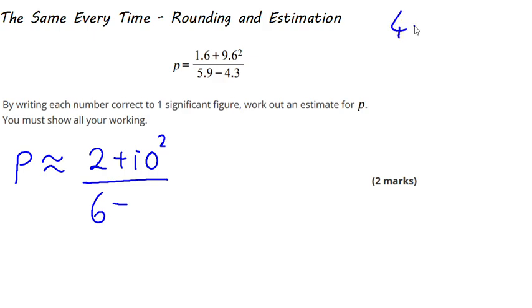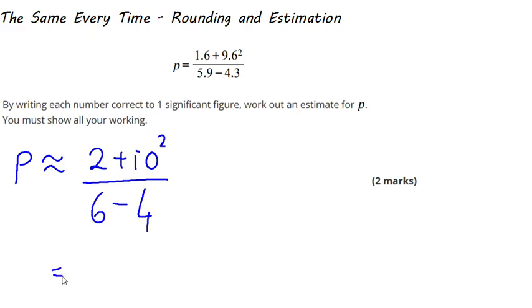So 4.3, the first significant figure is the 4. There's the cutoff point. Look at the next number. It's a 3. Is that a 5, 6, 7, 8 or 9? No, it isn't. So we don't round up. We stay the same. The 4 stays the same. So now we have our calculation written with all of our numbers to one significant figure.